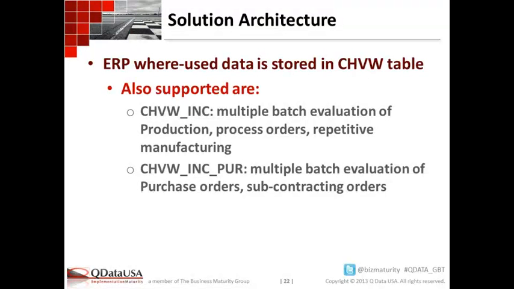So I mentioned that there were a few other CHVW type tables. It integrates with all of those, right? So CHVW for your normal goods movements, CHVW_Inc for multiple batch valuation of production process and repetitive manufacturing orders. The Inc_per is for the valuation of purchase orders and subcontracting orders. So any goods movement, across any one of these transaction types, is going to be captured and then sent over to GBT.